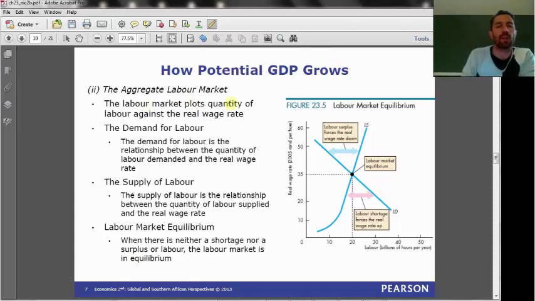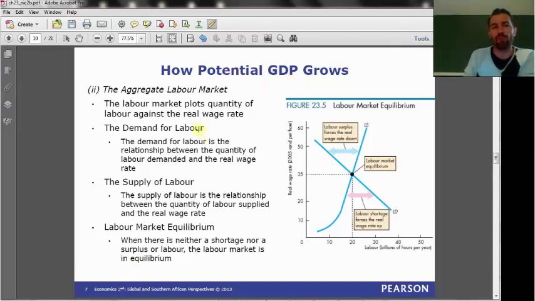The labor market plots the quantity of labor against the real wage rate. So if these slides look a little bit different to the slides that you've got from the straight textbook slides, it's because I've rearranged them and changed them a bit. I didn't think they worked very well in their raw format.